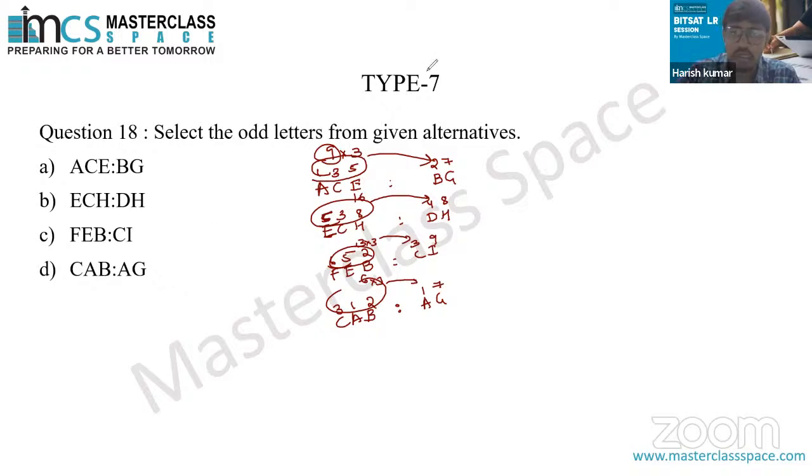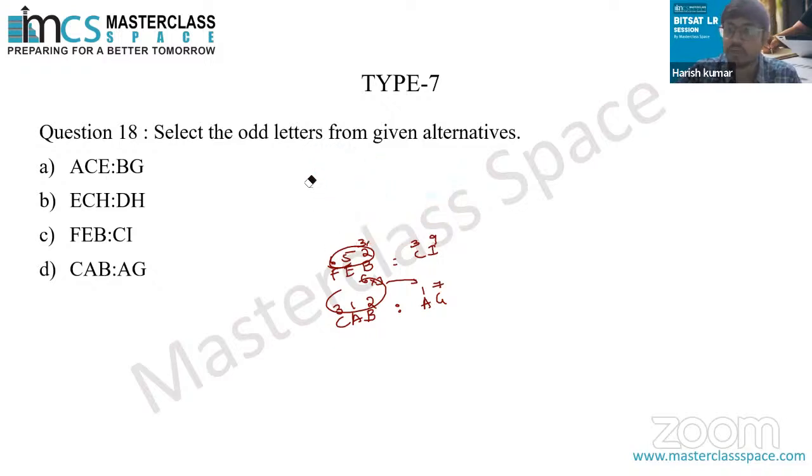Got it? So the important point here is you have to convert the letters into numbers, and once you have converted them into numbers, you have to try to find the logic between the numbers. Okay.